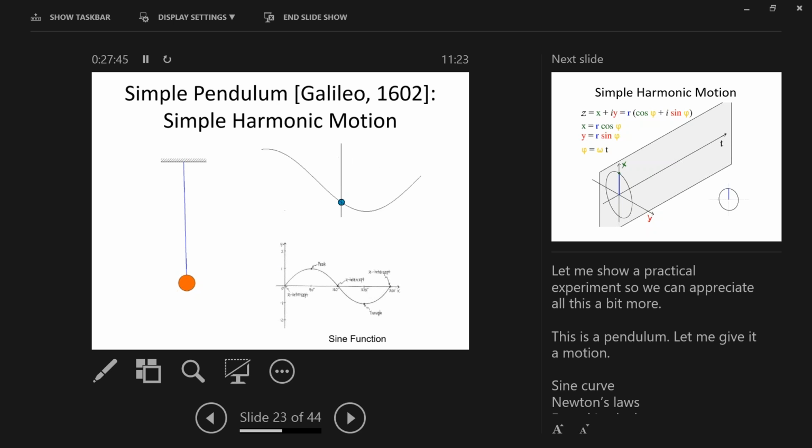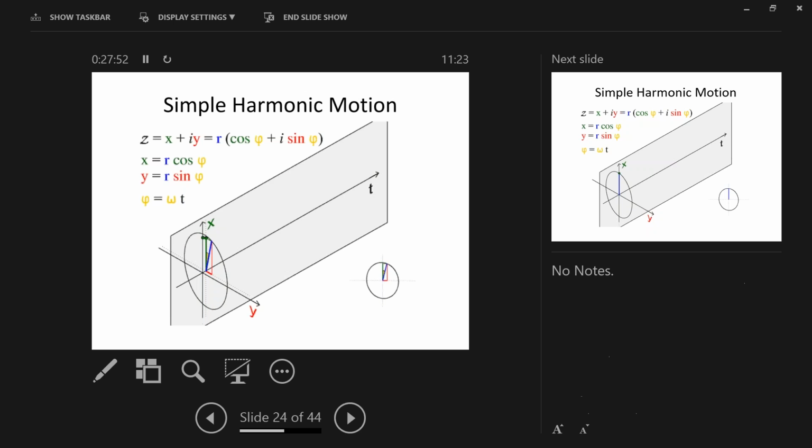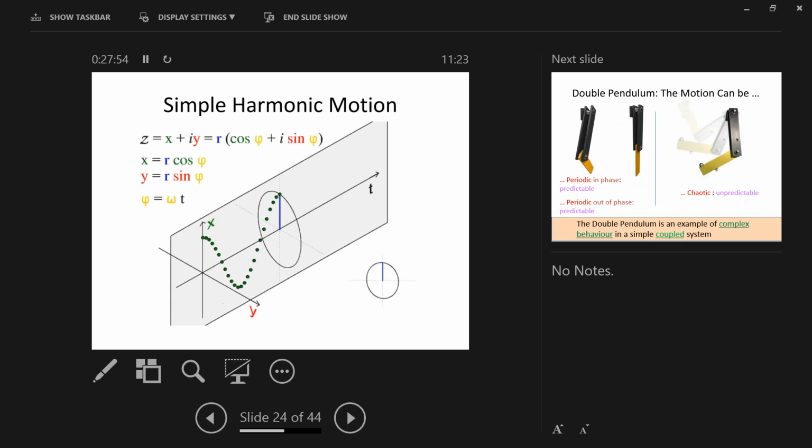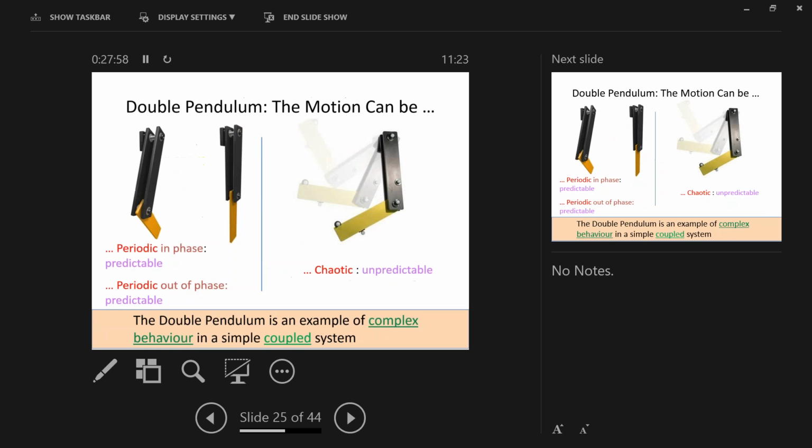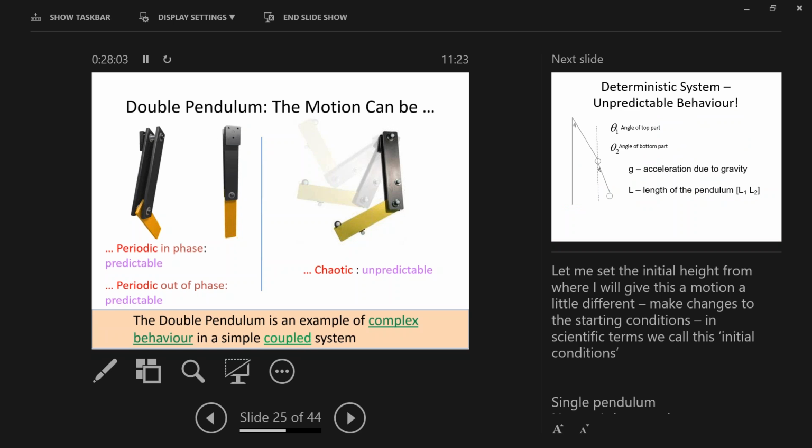We all have a grandfather's clock at home. You've seen this pendulum, and we can draw this sinusoidal function. So here is a simple harmonic motion that we all understand very well. Now, obviously, this is an online presentation, so I can't do the demo for you. But usually at this point, what I do is I demo a double pendulum.